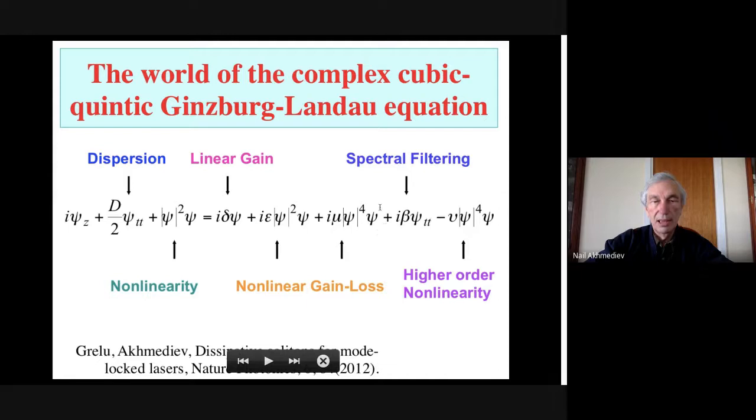The next term is a quintic term, which is necessary in laser systems, in fiber lasers in particular, and the coefficient mu of the quintic nonlinearity has to be negative in order to prevent the infinite increase of the amplitude of the soliton. This may happen with just the cubic term. It's not sufficient. So the quintic term keeps the amplitude at a fixed level. This can be considered as a nonlinear saturation term.